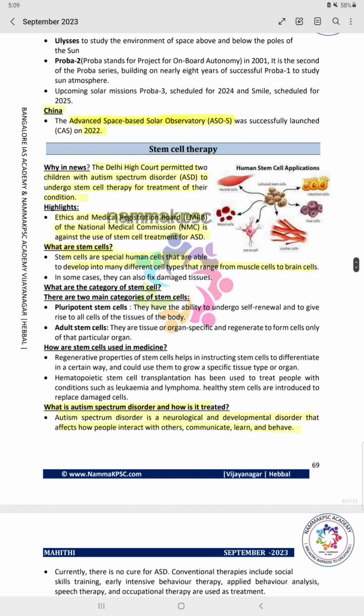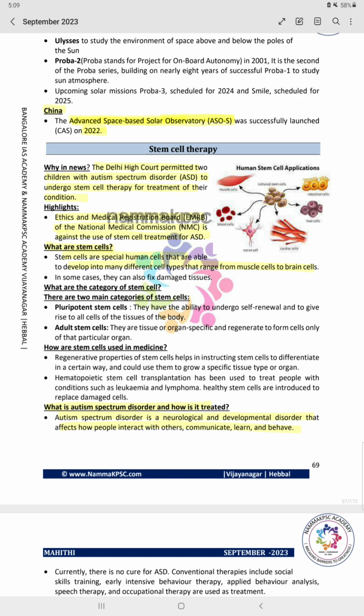Then stem cell therapy is also in the news, because recently a Delhi court permitted the use of stem cell therapy to treat autism spectrum disorder in a child, but this was opposed by the Ethics and Medical Registration Board. So what is this basically? Stem cells are those cells from which we can derive other types of cells.